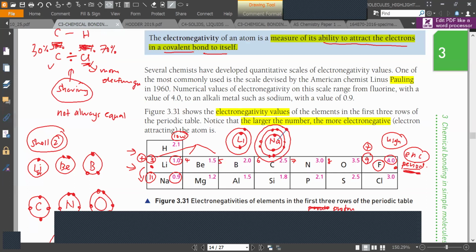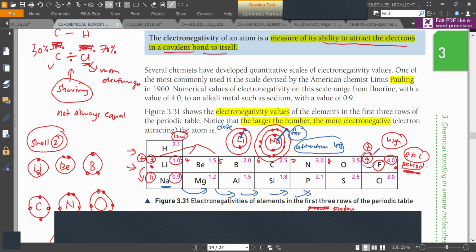This one is close to the nucleus. This one is far away from the nucleus. So when it's far away from the nucleus, the attraction is less. That's why it decreased. But going across the period, it increased again.